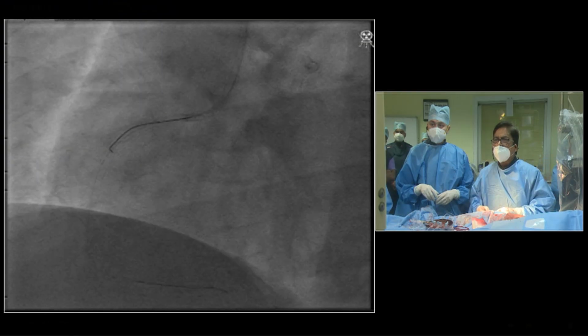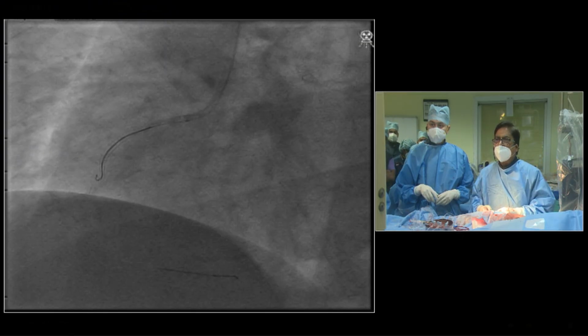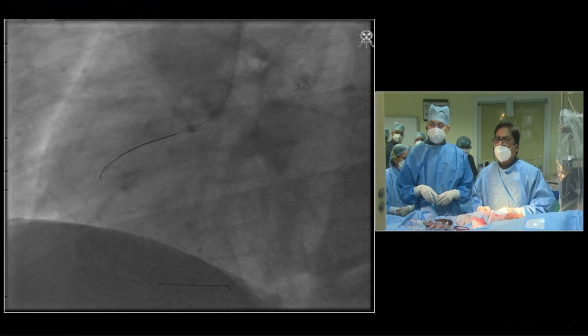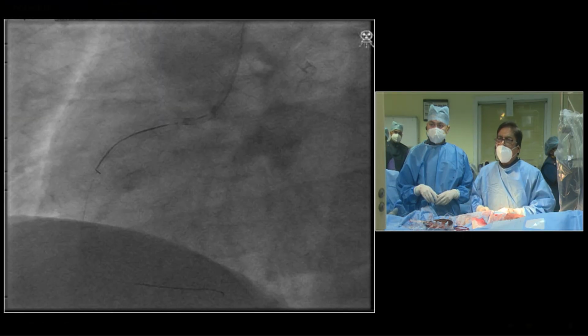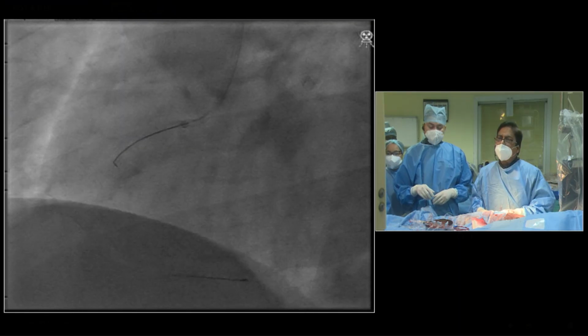This is one important point. When you do an RCA CTO, sometimes the patient's heart rate will come down and you will be in a trouble situation. You may think that there is a perforation, but when the heart rate goes up, everything will be okay.